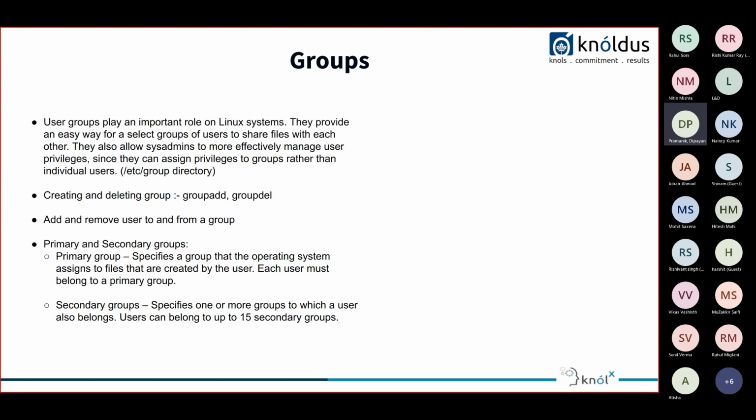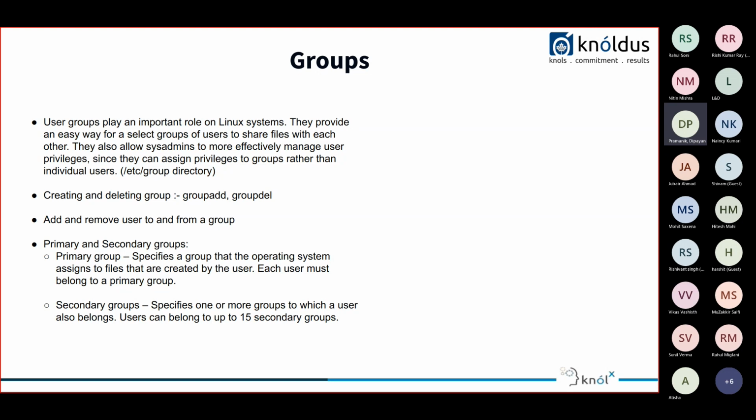And secondary groups, let's say that there is a user who needs some extra permissions, right? For that, the secondary groups come in. Let's say we have a group A and that has some permissions, and we have a user B who does not have those permissions, right?